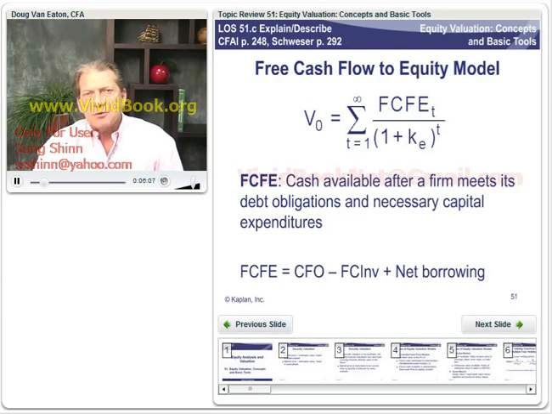Now there are many different ways that analysts measure free cash flow to equity. But one here is we take the CFO, the operating cash flow, subtract off our net investment in fixed capital, in machinery, and then add the net borrowing. That is, if the firm borrowed more principal during the period, we'd add that to free cash flow to equity, because that money could really be distributed to equity holders. But net borrowing could be negative as well if debt were paid off during the period.